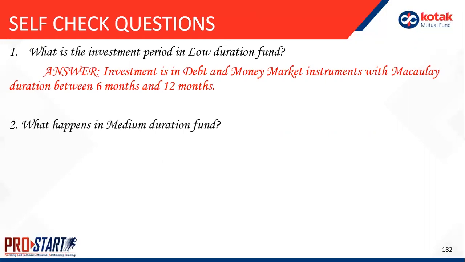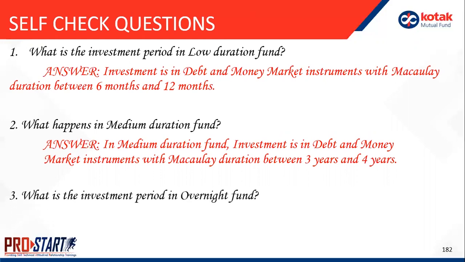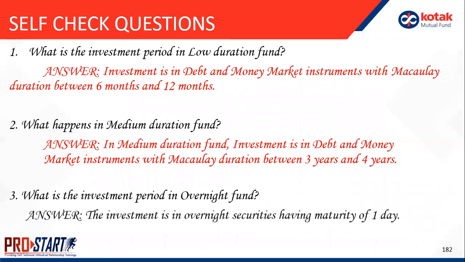What happens in a medium duration fund? In a medium duration fund, the investment is in debt and money market instruments with a Macaulay duration between 3 to 4 years. The final question for the day. Ready? Here it is. What is the investment period for overnight fund? The investment in overnight securities should have a maturity of 1 day.